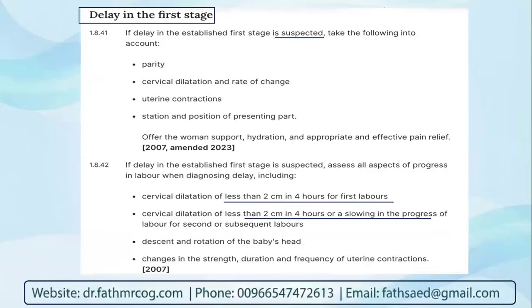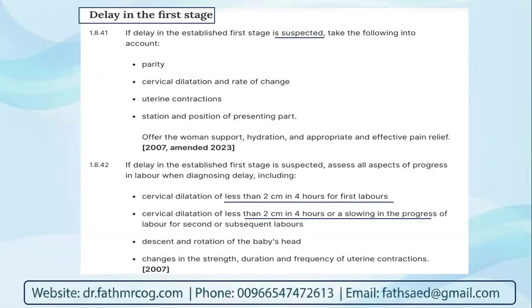If delay in the established first stage is suspected, assess all aspects of progress in labor when diagnosing delay, including cervical dilation of less than 2 cm in 4 hours for first labor, or slowing in the progress of labor for second or subsequent labors, descent or rotation of the baby's head, and changes in the strength, duration and frequency of the uterine contraction. Amended 2020.